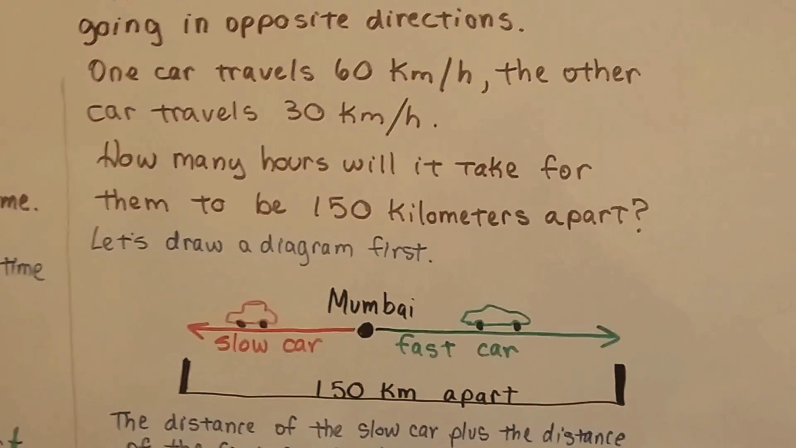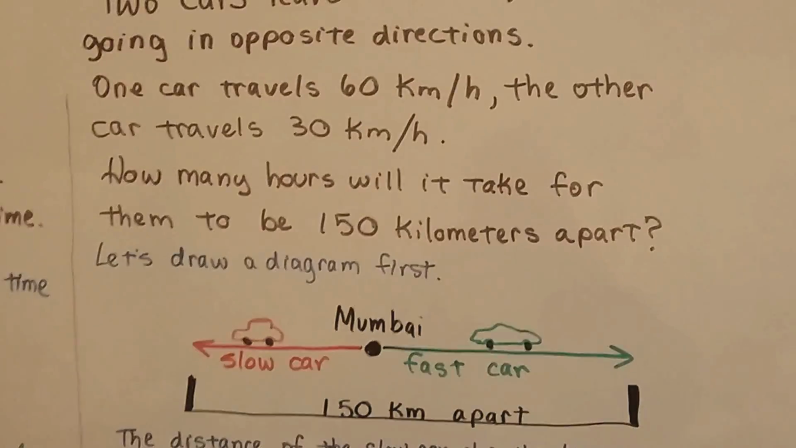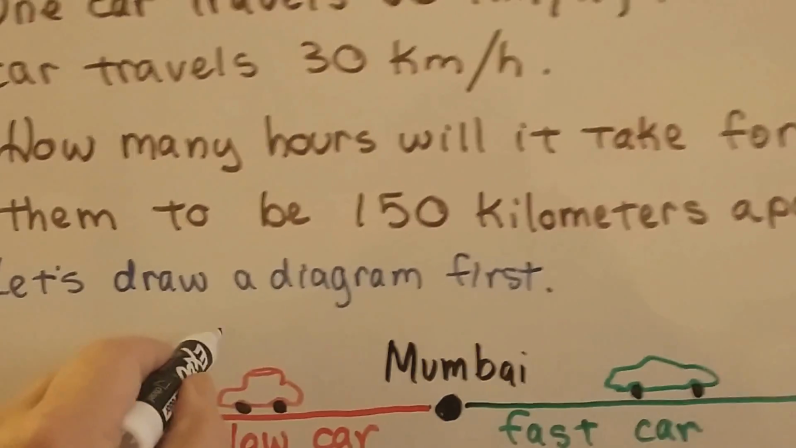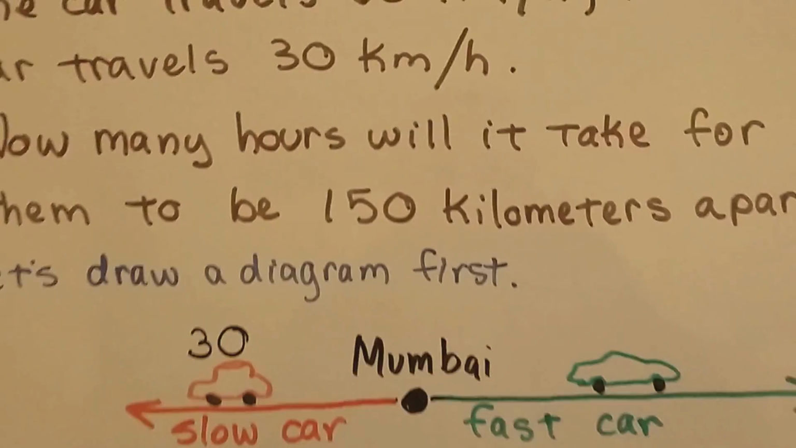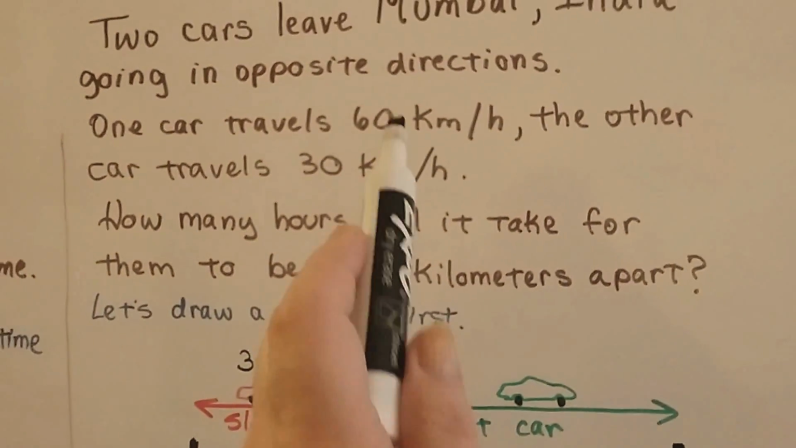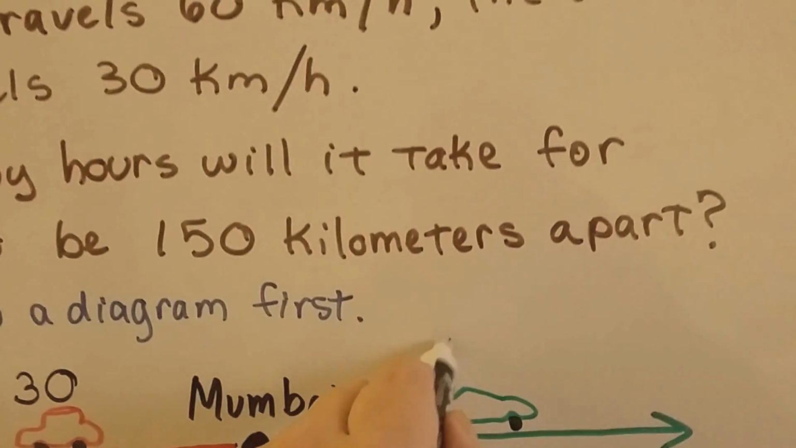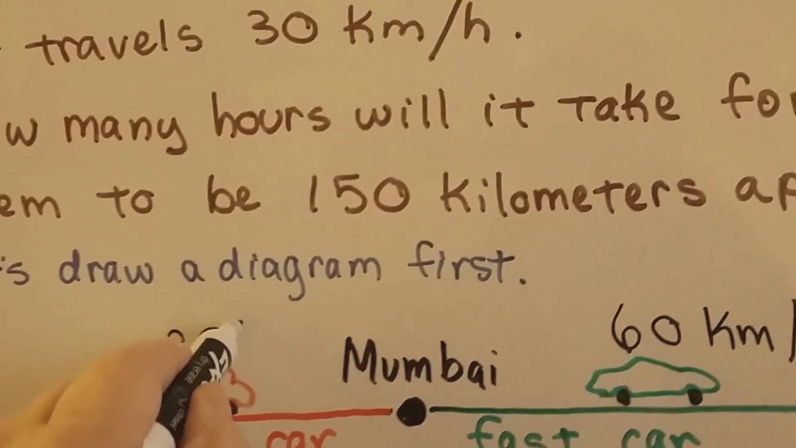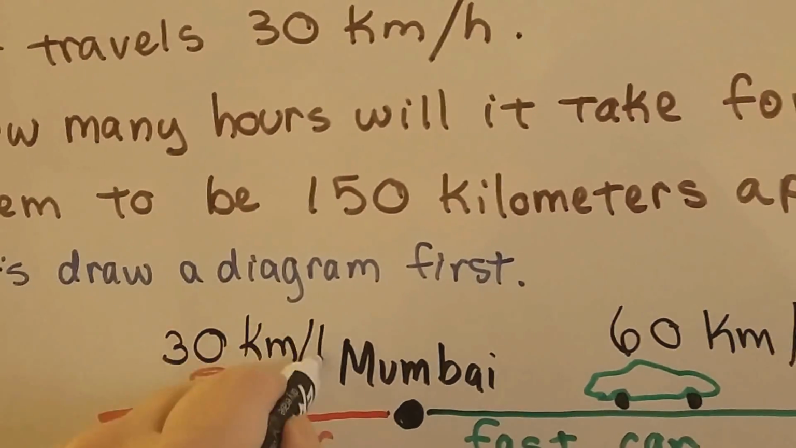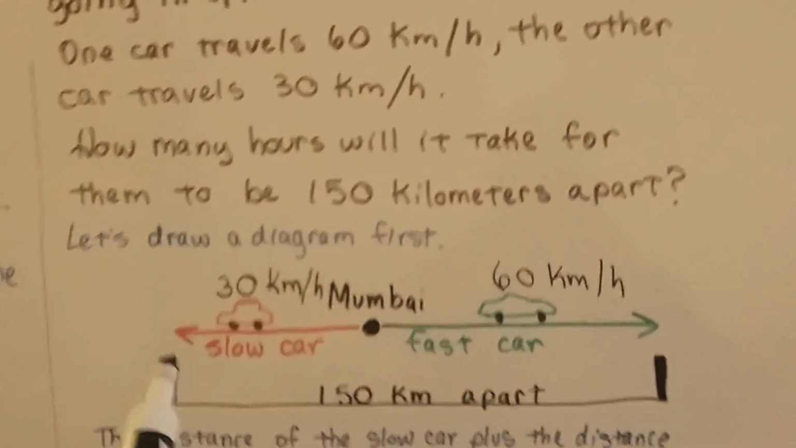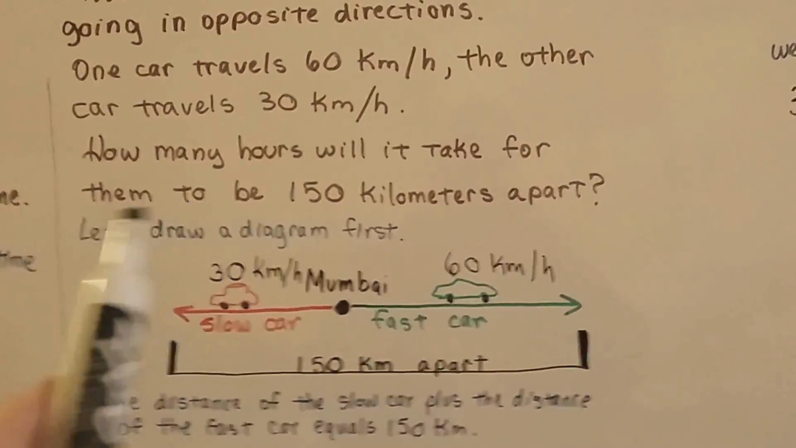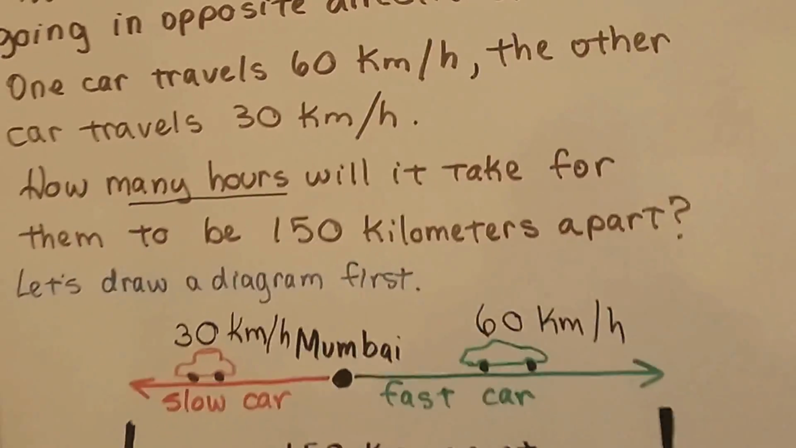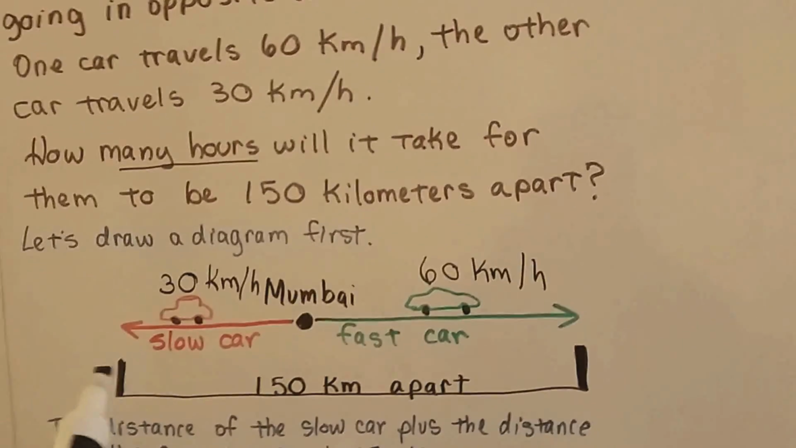We've got a slow car and we've got this fast car. So this slow car is traveling 30 kilometers per hour, isn't it? And this fast car is traveling 60 kilometers per hour. Okay? And it's asking us how many hours. So it wants to know how much time is it going to take for them to be 150 kilometers apart.